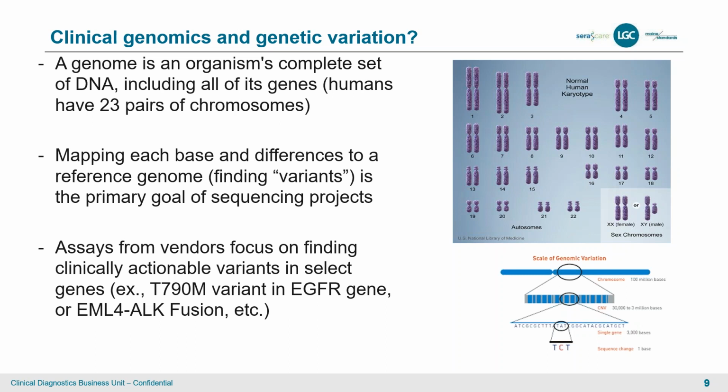So keep that in mind as you think about whole genome sequencing, whole exome, or targeted sequencing. The idea is to find a needle in the haystack, right? So it's a very complex problem, right? And here we are trying to help with that. So keep in mind the assays from vendors really focus on finding these clinically actionable variants, right? They're looking at a certain gene for a certain variant, for example, the T790M variant in the EGFR gene, or perhaps you're looking for an RNA fusion like EML4 ALK, right? So the idea is you have a hypothesis from the doctor or the patient on what the issue is. You have an assay, and the idea is to find it the best possible way, no matter what the frequency is, okay? Very challenging problem.